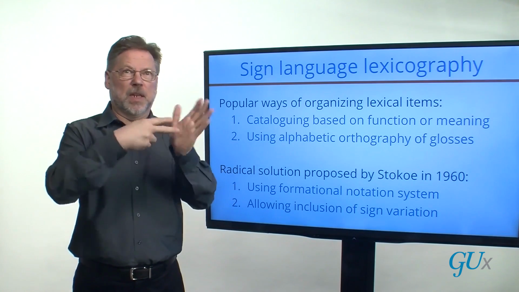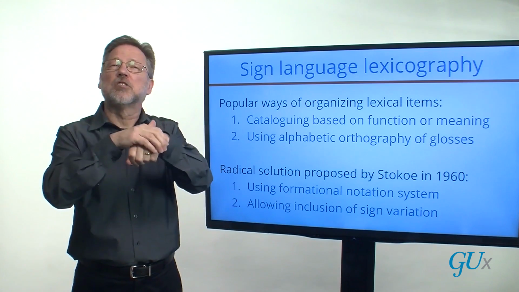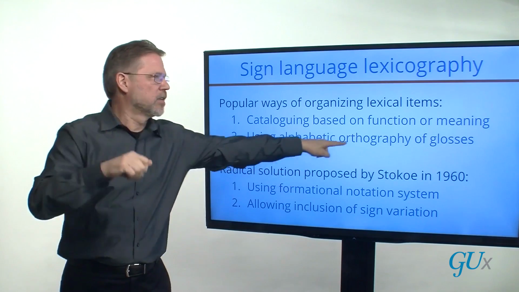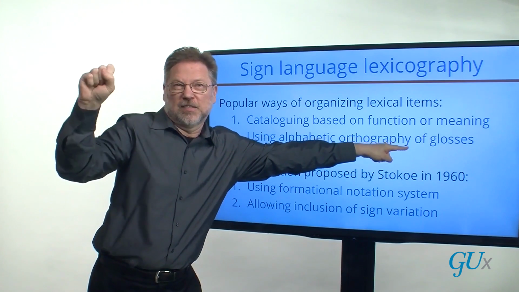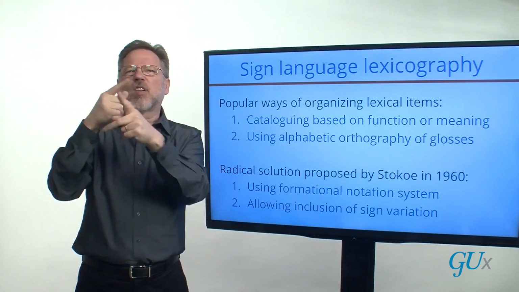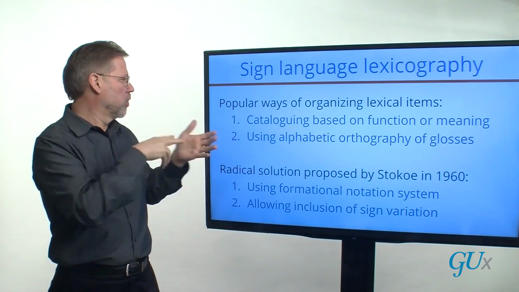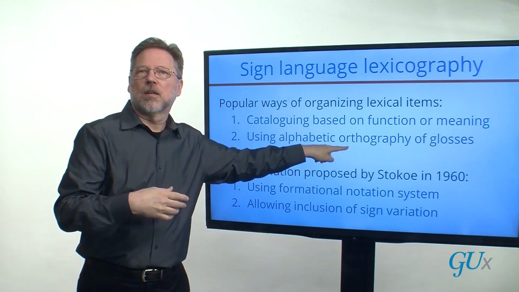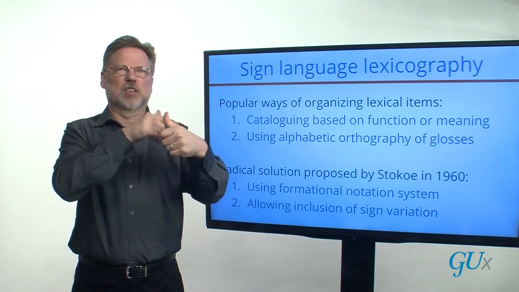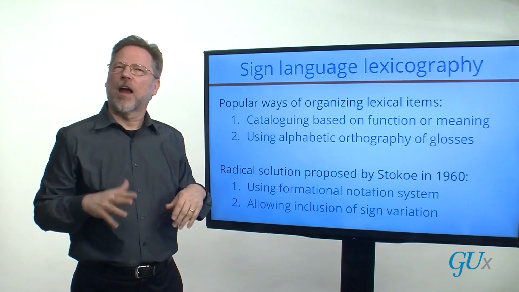The other way is to still go by the meaning of the word, but by using the spelling of English or French translations called glosses. How people then organize these into a dictionary is by sorting the glosses alphabetically according to their orthography. This alphabetic organization is the same as what's used in other dictionaries.